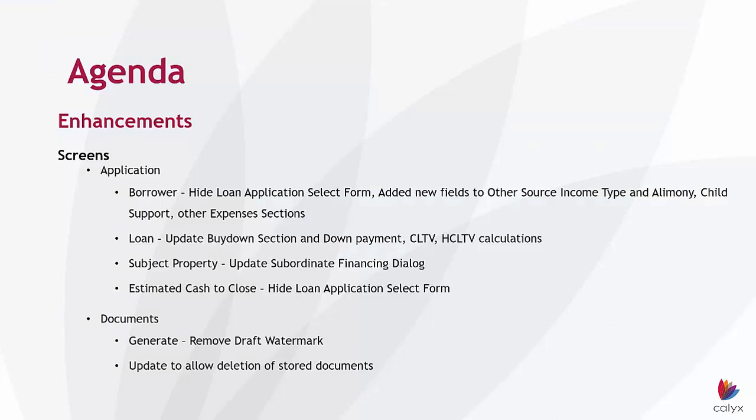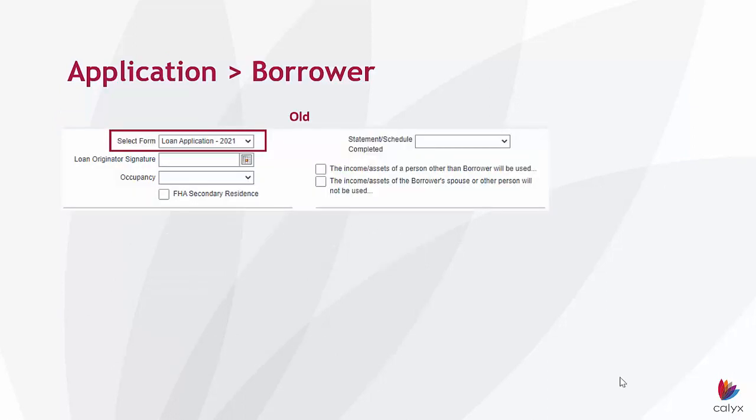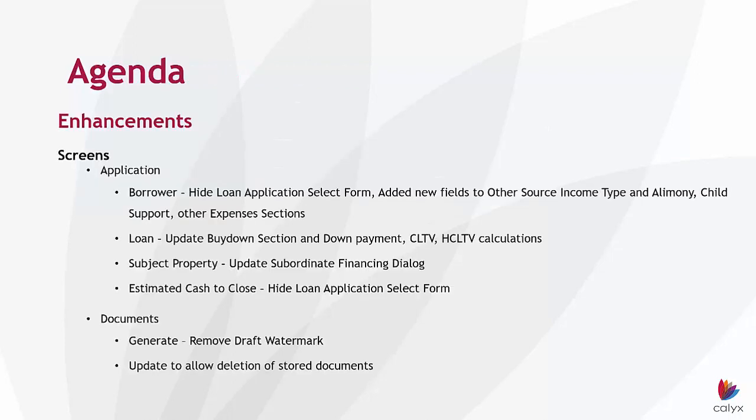In this release, we also have some enhancements to what we currently had in Zenly. So for the screens, under the application section, we have hid the application select form. It's found on the application and under borrower area. You can see from the screenshot that I have on my screen, we have that select form, and it had the loan application -2021. That has been removed from the program, so it will always start on a new application, the new ERLA format. I've also added some new income sources and some liability expenses for LPA to be able to run.